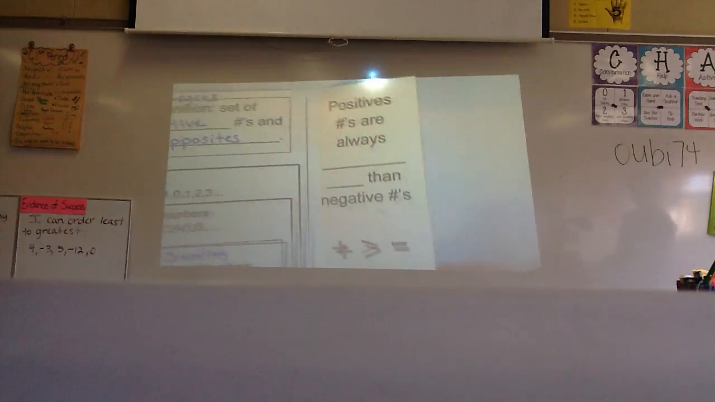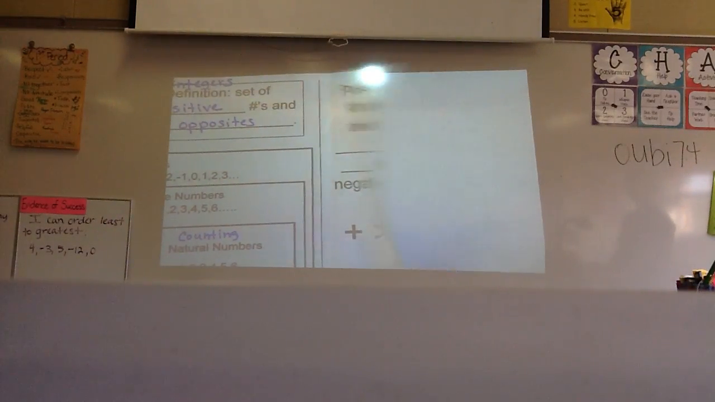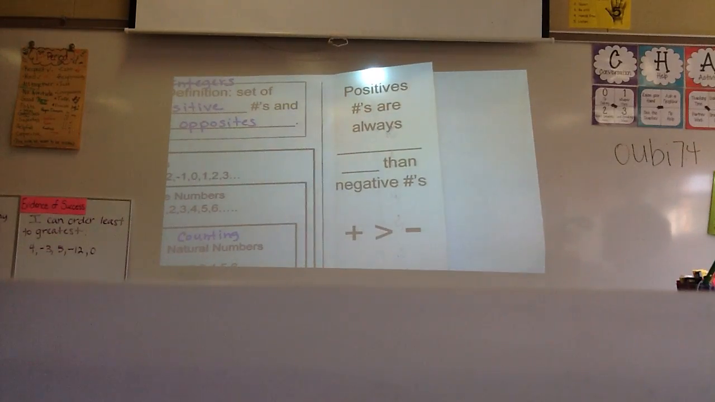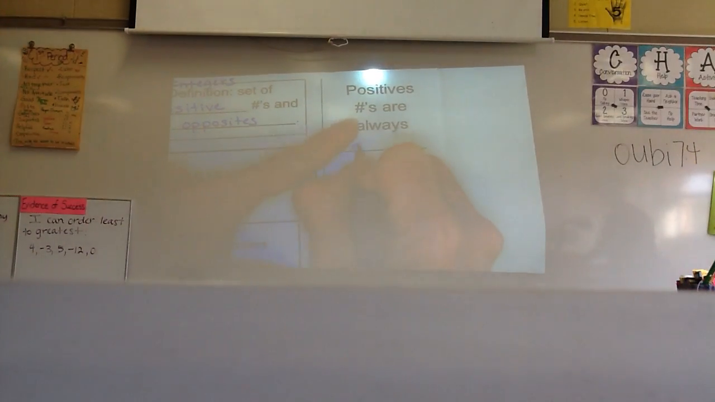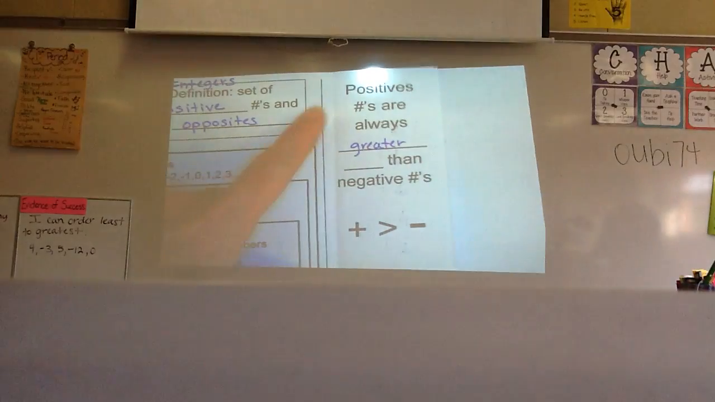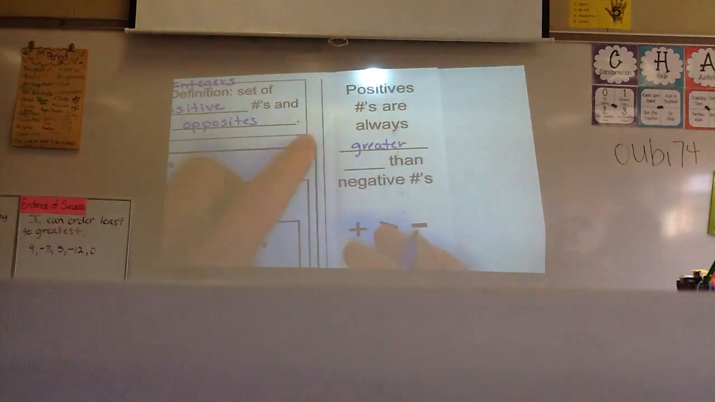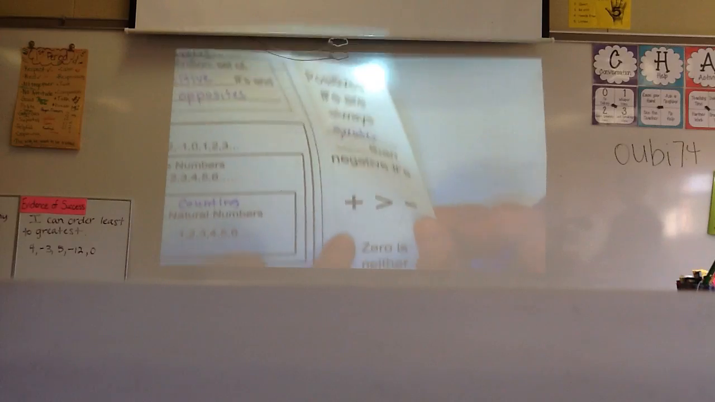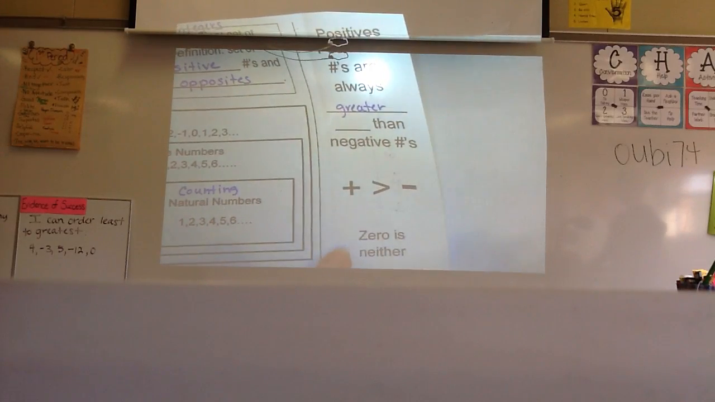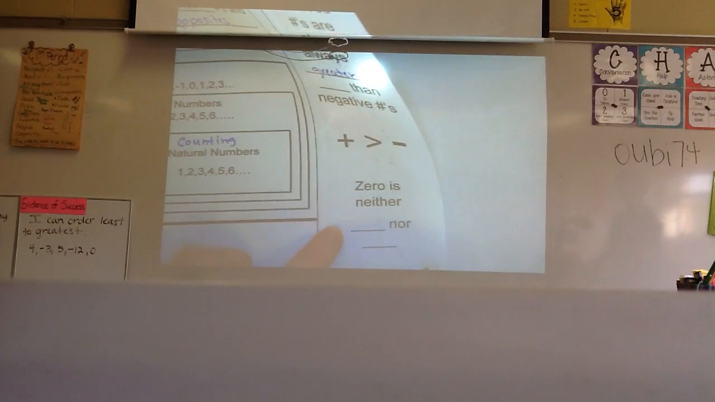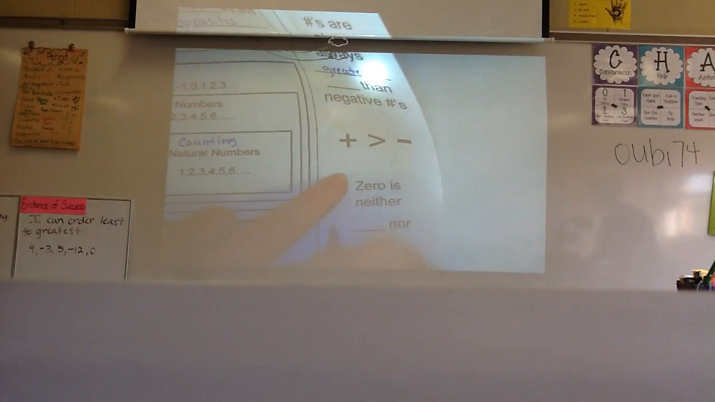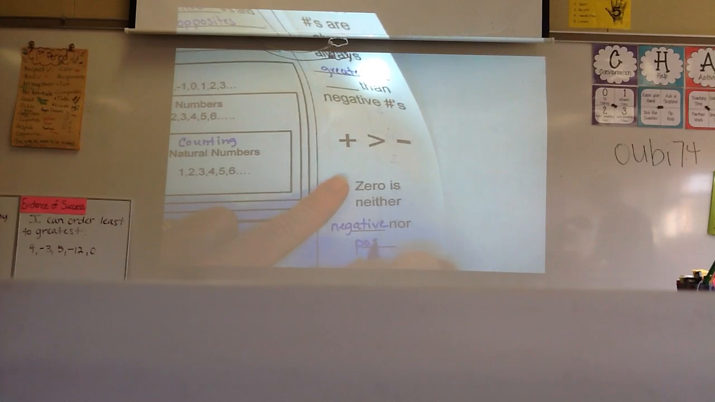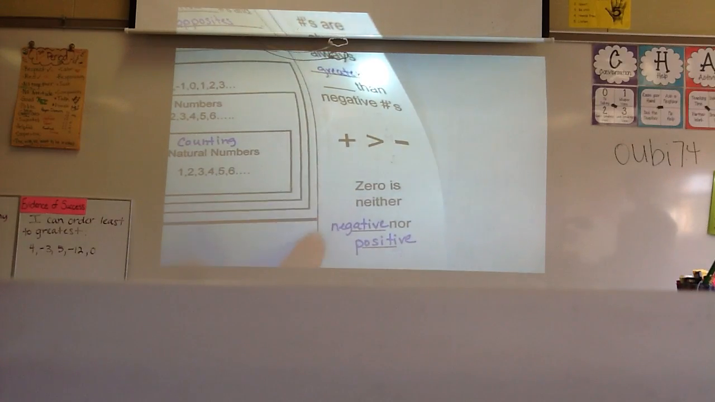All right, and if you turn your foldable up and back up to that second sort of flap there, positive numbers are always going to be what then? We can say that positive numbers are always greater than the negative numbers, greater or more, right? And so here you have the symbol for greater than. Positive is greater than negative. What about 0 though? Is 0 a positive or a negative number? Well, it's actually neither one. 0 is neither negative, okay, nor positive. It's the only number like that. So it's kind of special.